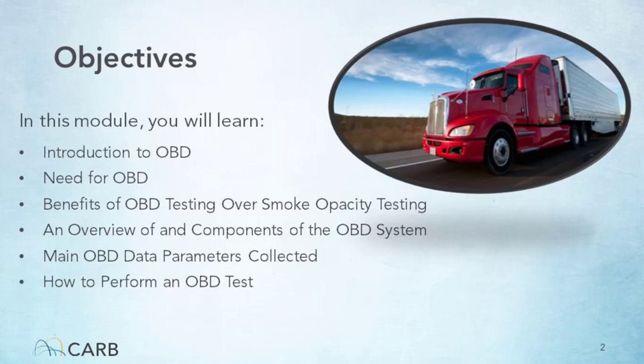Some of the most important information covered in this module are: What is the OBD system in a vehicle? What are the components of the OBD system? Why is the OBD system needed in a vehicle? What are the benefits of OBD testing over traditional smoke opacity tests? What entities and vehicles are subject to the OBD data submission requirement in the HDI&M program? What are the CARB-required OBD data in the HDI&M program? And how to perform and submit an OBD test as part of the HDI&M program.